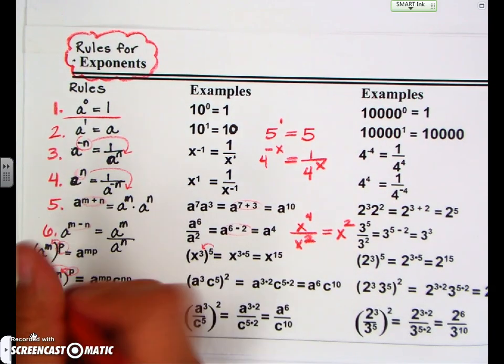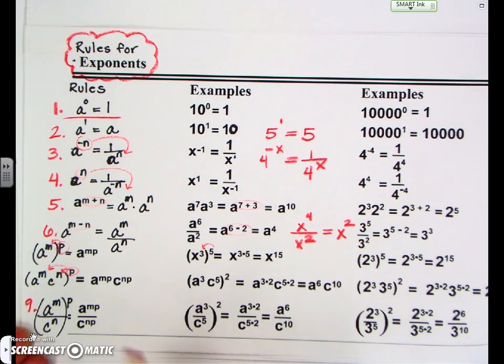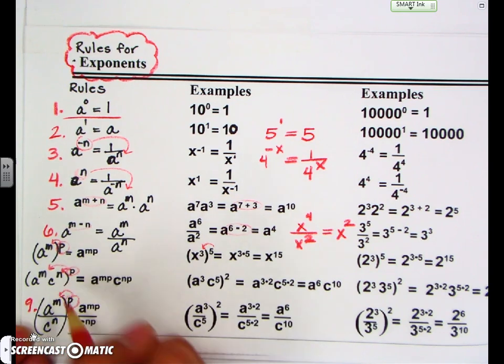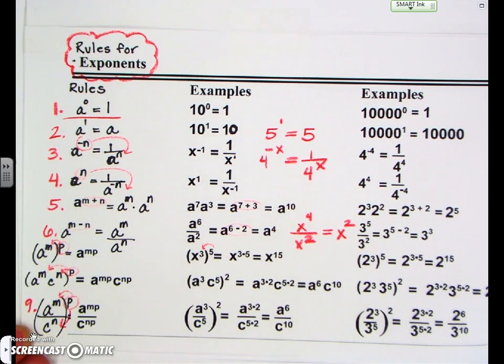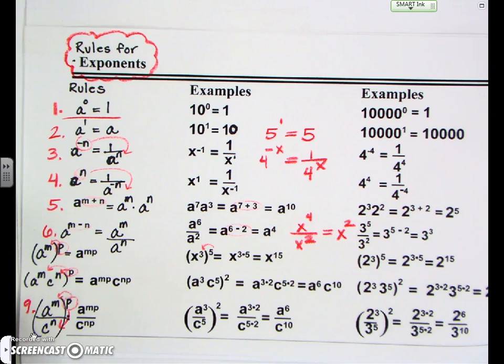Rule number 8, and then rule number 9. If you have a power on the outside, but you are dividing, you still have to distribute it to the numerator and the denominator. Okay, this is a really quick recap of the exponent rules that we're going to be using today. Can you guys flip? Do you have any questions on this?